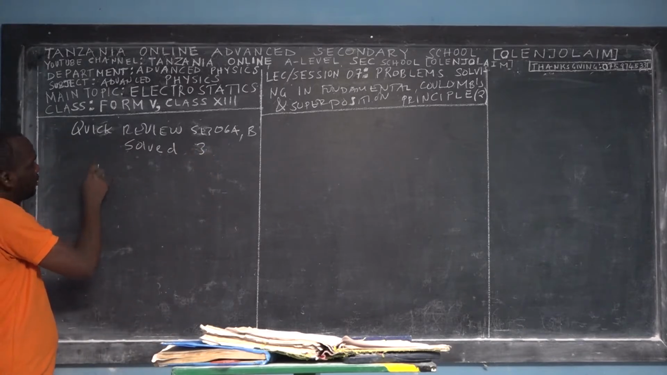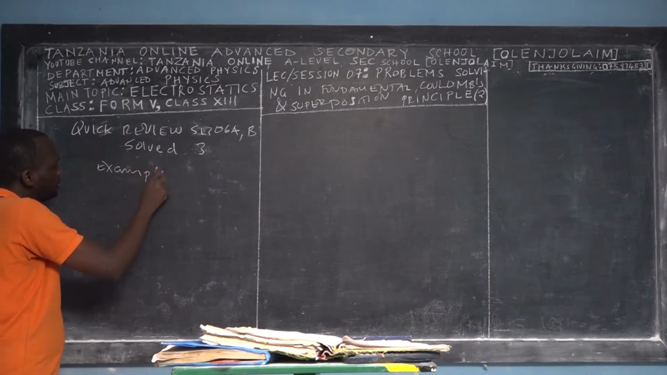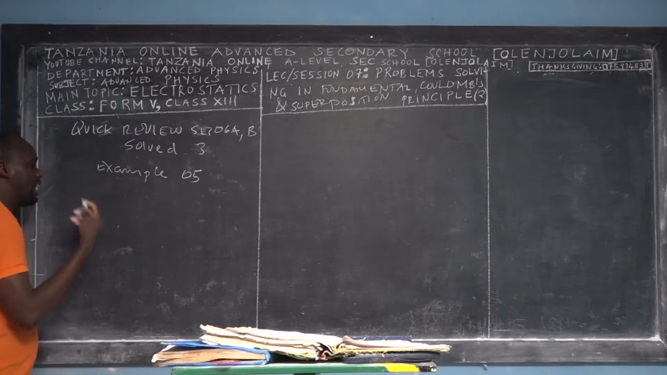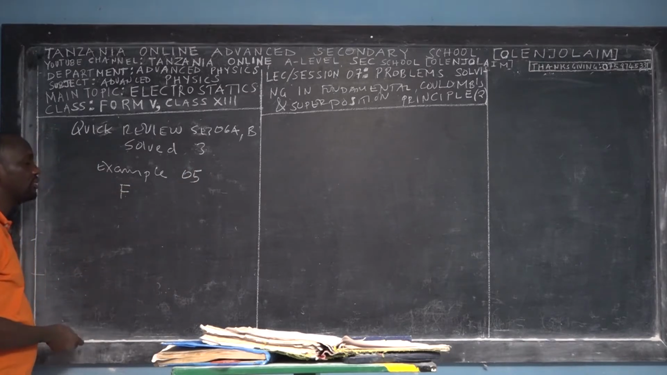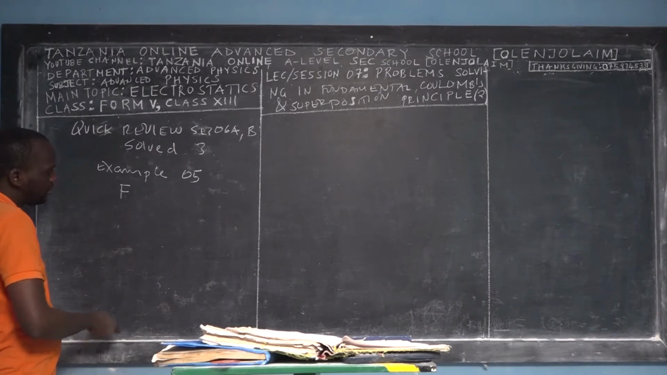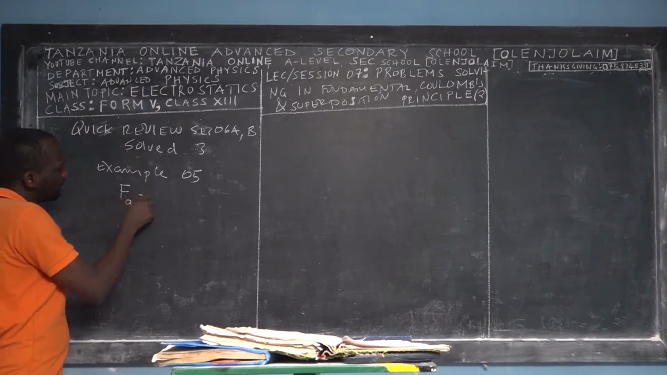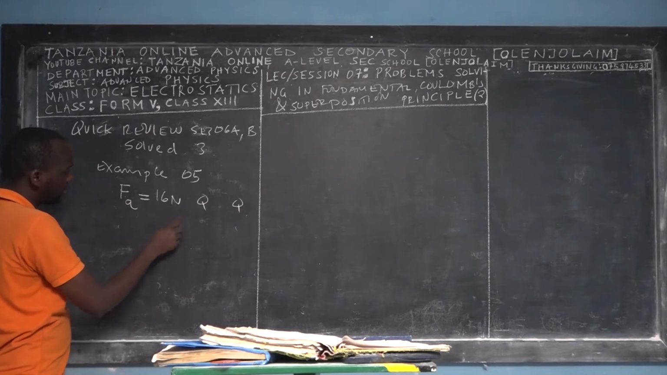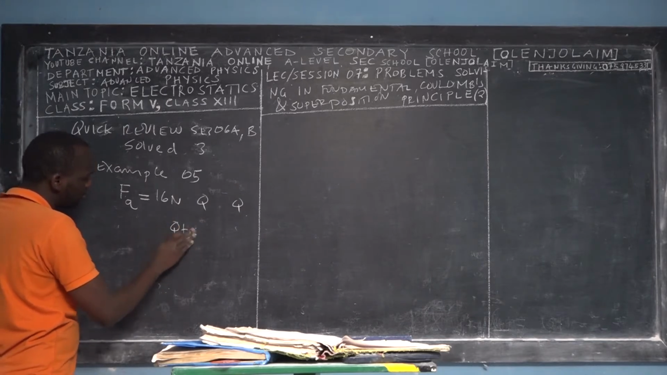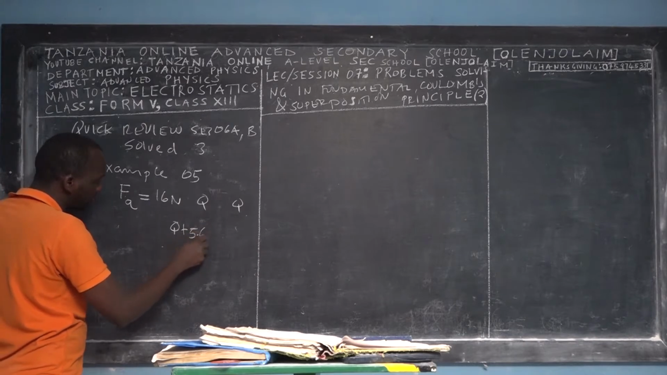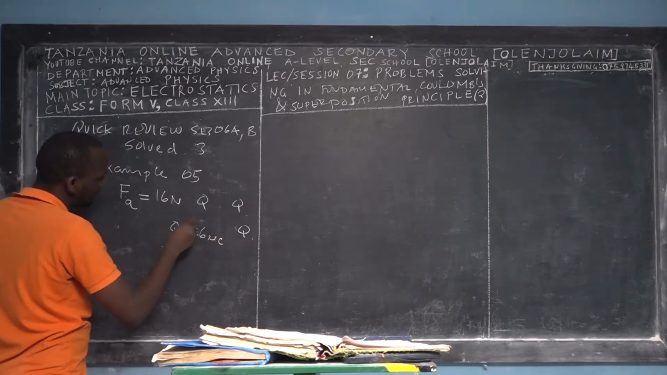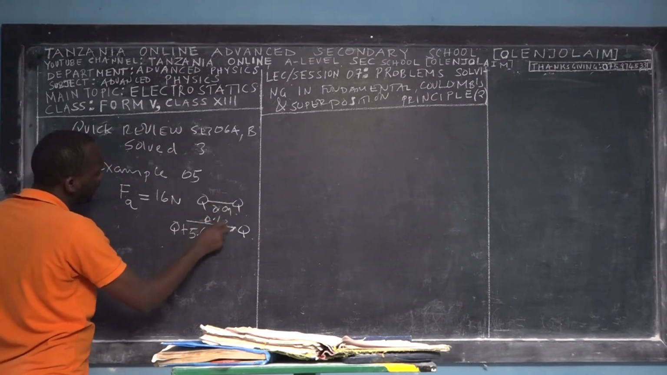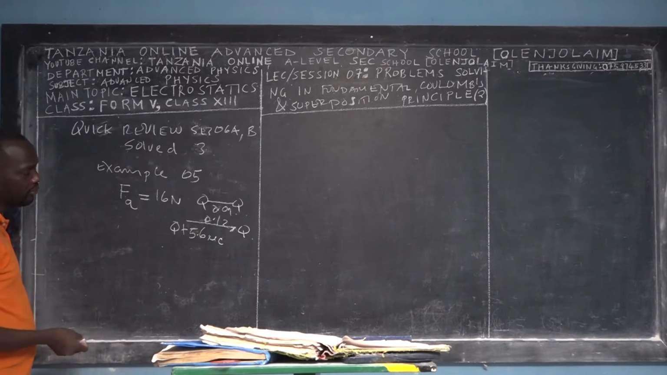The first example, example 5, was testing the force of attraction. There were two situations for two point charges. The force of attraction in the first case was 16 Newton, with charges Q and Q. In the second case, the charge on one of them is increased by 5.6 microcoulomb, the other remains, but the distance is also increased. Here it was 0.09, and now it is 0.12. So we dealt with that problem, and finally we found the answer.